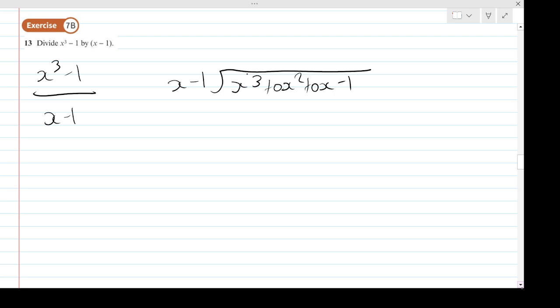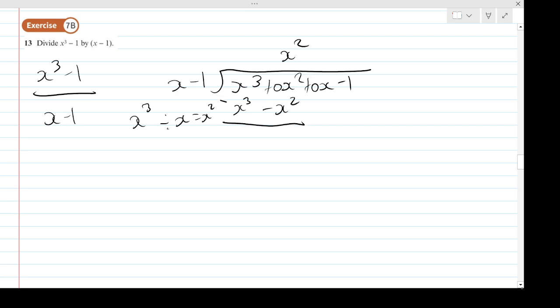The highest power is x cubed. So I need to do x cubed divided by the highest power outside the bracket, which is x, and that would be x squared. So I have x squared up here. Then I do x squared times all the terms here. So x squared times x is x cubed, and x squared times minus 1 is minus x squared.